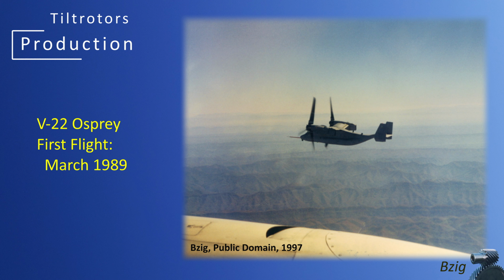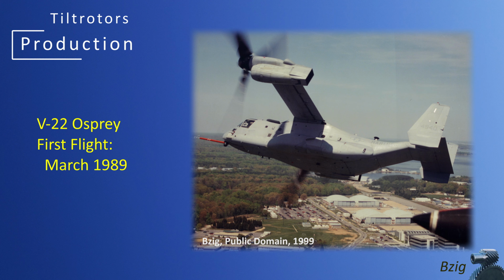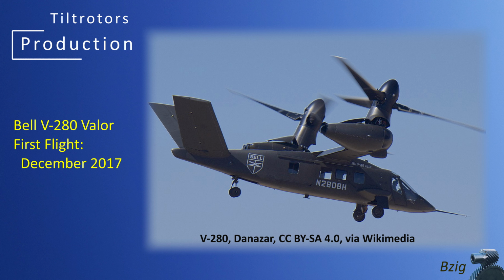After the development of these X-planes, the next 3 tiltrotors were produced in production configurations for sale to customers. These are the Bell and later the Bell Boeing V-22 Osprey, the AgustaWestland 609, which started its life as the Bell Boeing 609, and finally the Bell V-280 Valor.